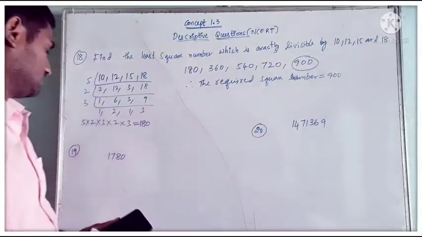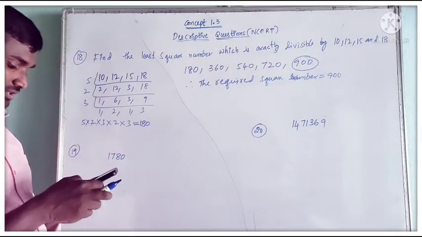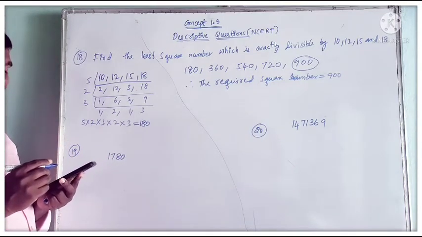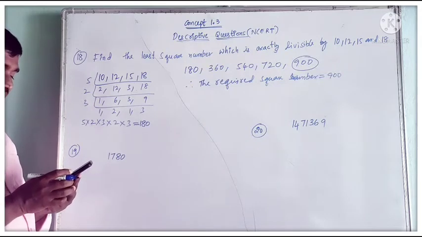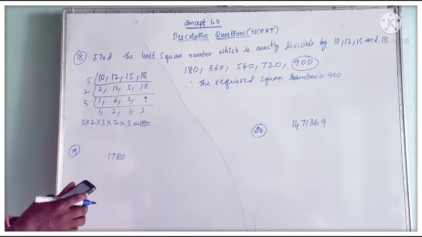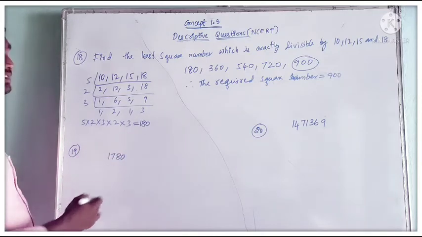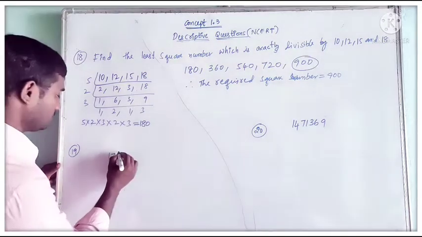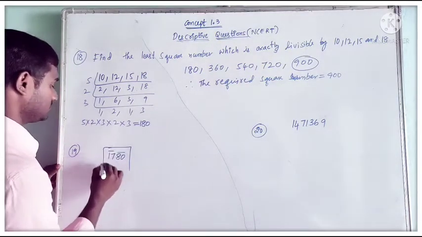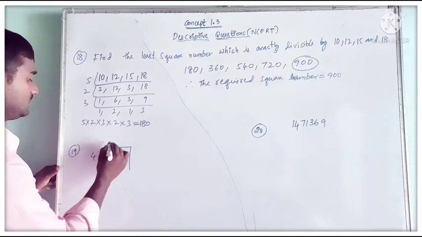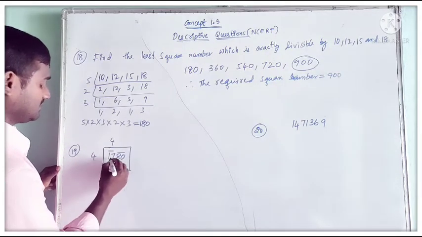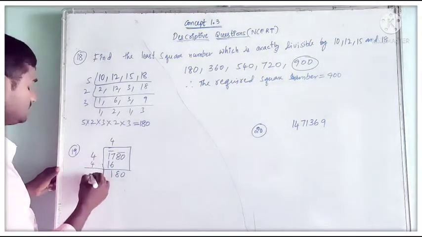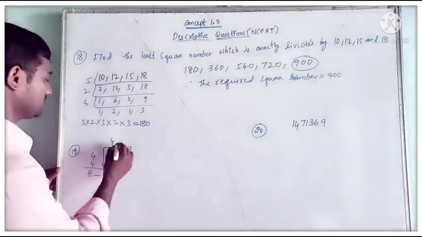Okay, next question. The 19th question: find the smallest number that must be added to 1780 to make a perfect square. So find the smallest number which is to be added to this number. It is an addition case, so which method do we need to follow? Division method. Yes, so make bars and divide. The nearest square is 16, 4 into 4, 16. So that leaves 180. Next, 4 we need to add here, 4 plus 4, 8. So here 1 digit will come, here 1 digit will come.